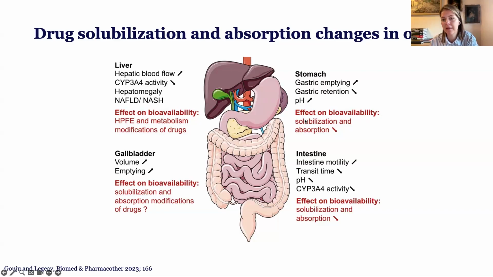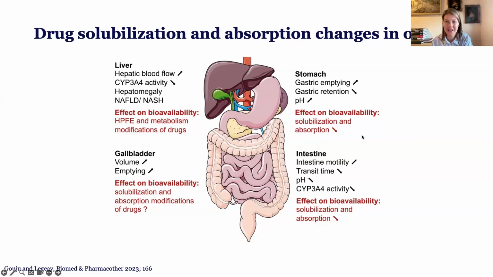And we can expect that some prodrugs will be affected, like the formation of active drugs from prodrugs will be affected, and also an increase of some active drugs. And this can also be seen in the intestine, in the stomach and gallbladder. There is some effect on bioavailability that is expected. So we can expect a lot of changes.